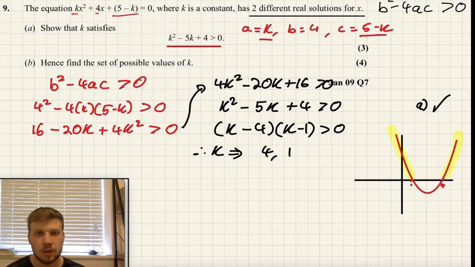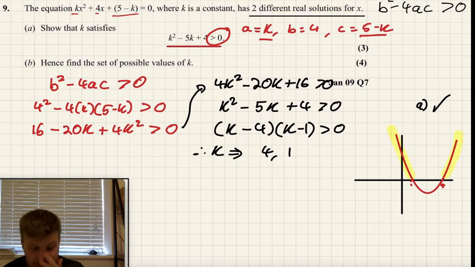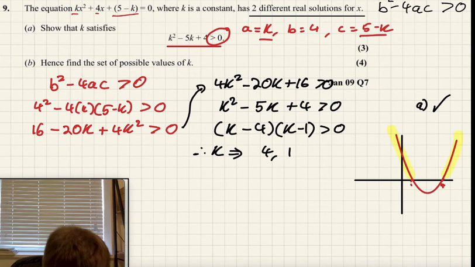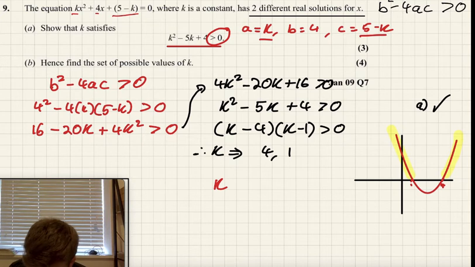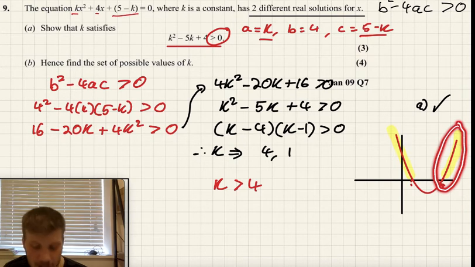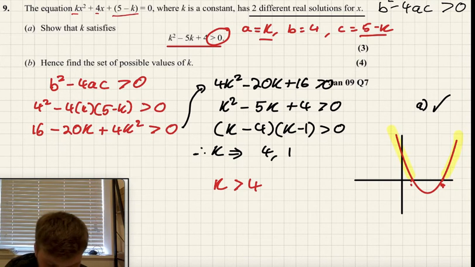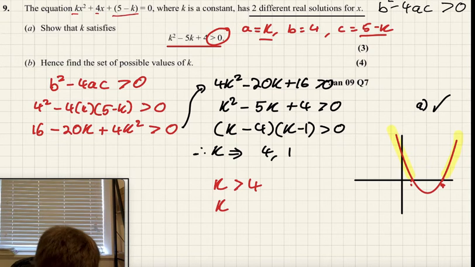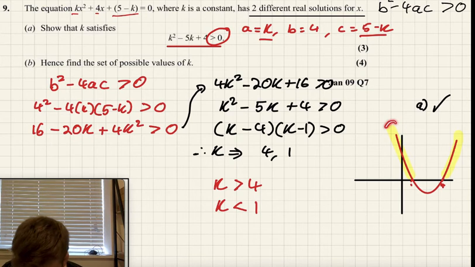Hopefully that makes sense. If I'm looking at greater than 0, which I am, as indicated in the question, I'm looking for the bits which are higher than the x-axis. If it was less than 0, I'd obviously be looking at the opposite. So, how do I write this? I want k to be greater than 4, because that's going to give me all of these points over here. And then I also want the points where k is less than 1, because that's going to indicate all of these points over here.